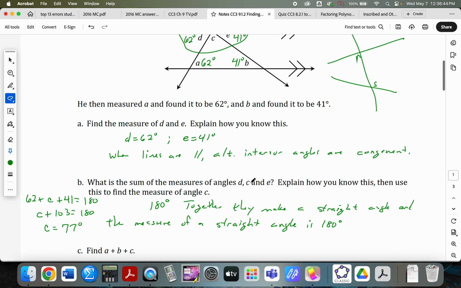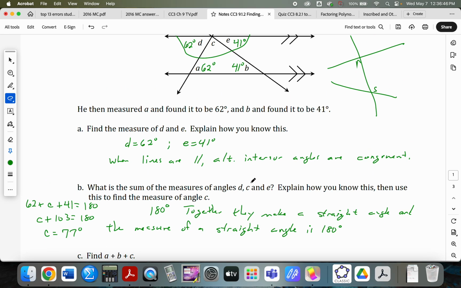Now it asks us to find A plus B plus C. Well, let's see, A is 62, B is 77, C is 41. If we add those all together, we get 180 degrees. So this is one way to show, and it doesn't matter what these angle measures are. This could have been 65 and this could have been 31. It still would have worked out that these three angles would add up to 180 degrees.